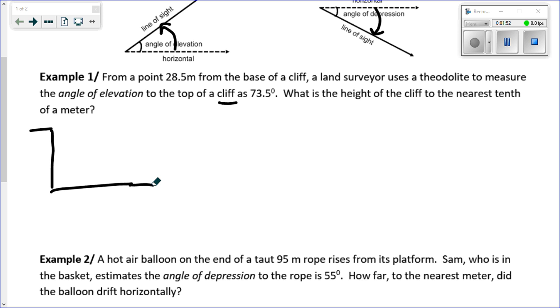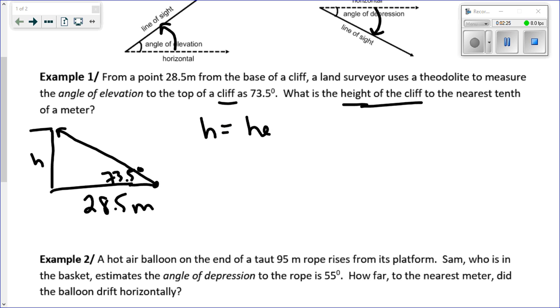Okay? From a point 28.5. So we know he, she, it, is 28.5 away from the base of the cliff. We're looking up, and we're told that the angle that they look up is 73.5. What is the height of the cliff? Uh-oh, I have a variable in there. So the first thing I do is define it. You are now defined.